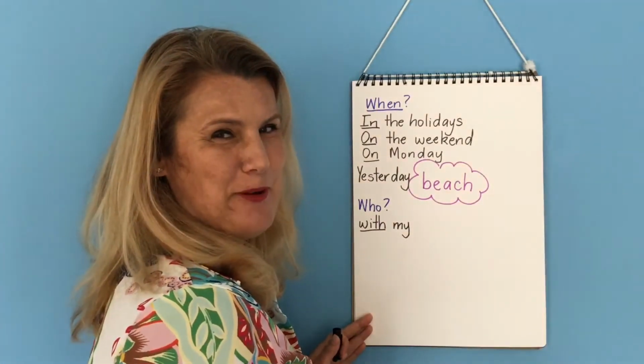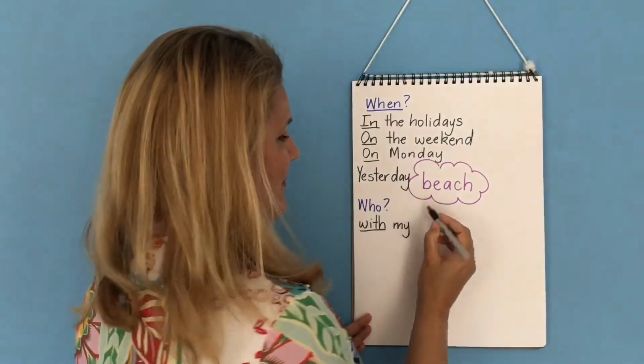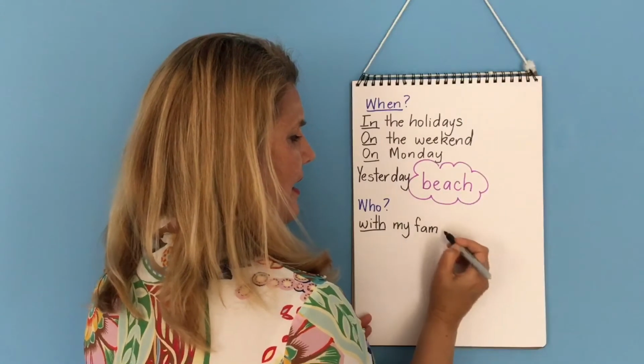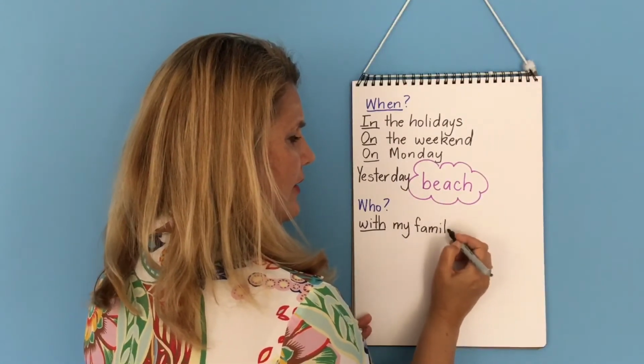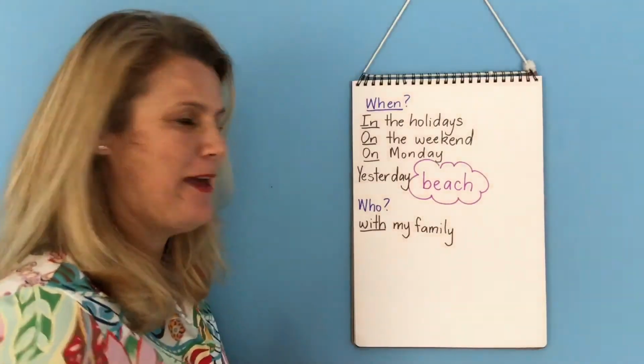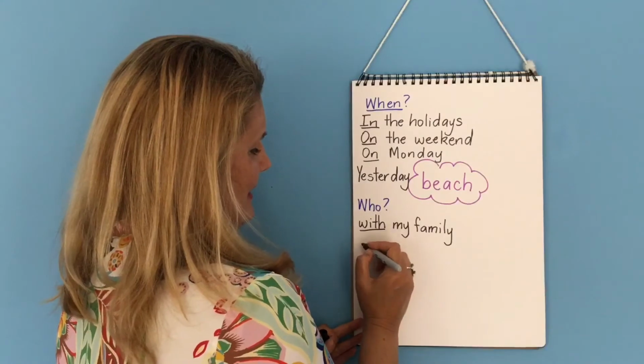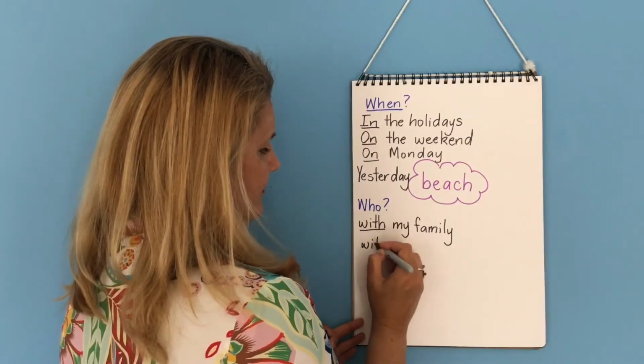Do you remember how we spell family? The tricky way of remembering it? Father and mother, I love you. With my family. We could go with my friends.